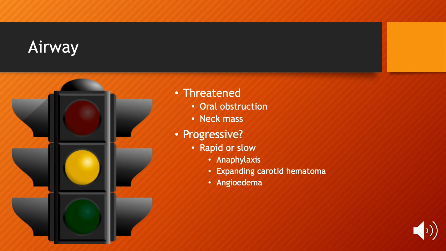We discussed the yellow airway, where the airway is threatened. This is typically by some form of oral or neck pathology. It's very important in these cases to determine how fast the disease is progressing, whether it's rapid or slow, and whether it's potentially reversible. This is how you will decide whether you'll take action.